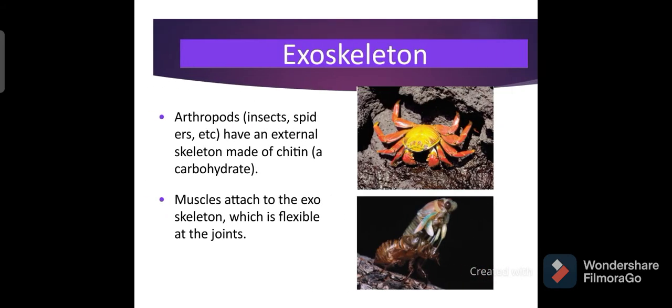And for exoskeleton, arthropods, insects, spiders, etc. have an external skeleton made of chitin, a carbohydrate. Muscles attach to the exoskeleton, which is flexible at the joints.